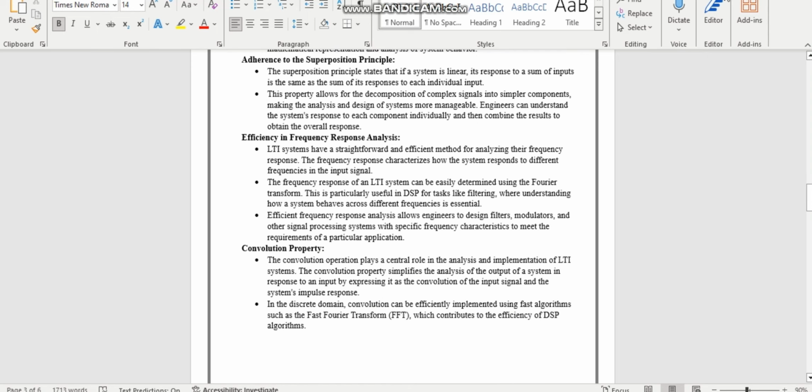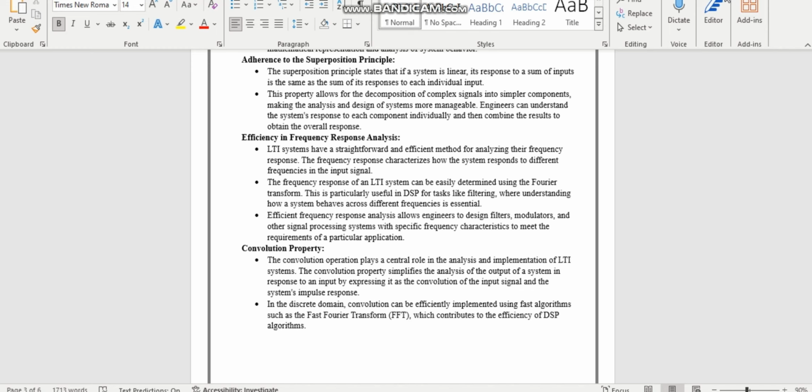Efficiency in frequency response analysis. LTI systems have a straightforward and efficient method for analyzing their frequency response. The frequency response characterizes how the system responds to different frequencies in the input signal. The frequency response of an LTI system can be easily determined using a Fourier transform. This is particularly useful in DSP for tasks like filtering, where understanding how a system behaves across different frequencies is essential. Efficient frequency response analysis allows engineers to design filters, modulators, and other signal processing systems with specific frequency characteristics to meet the requirements of a particular application.